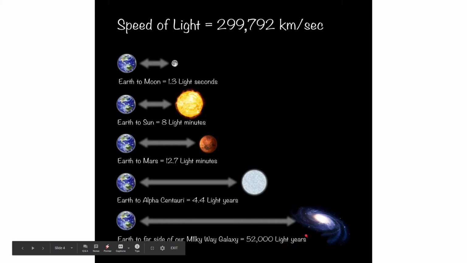If you're on the far side of the galaxy and you somehow had a telescope to see Earth, you would see Earth as it was 50,000 years ago. You would see the earliest humans on the planet. There'd be no factories, there'd be no houses. You're seeing Earth as it was 50,000 years ago. It's crazy to think about.